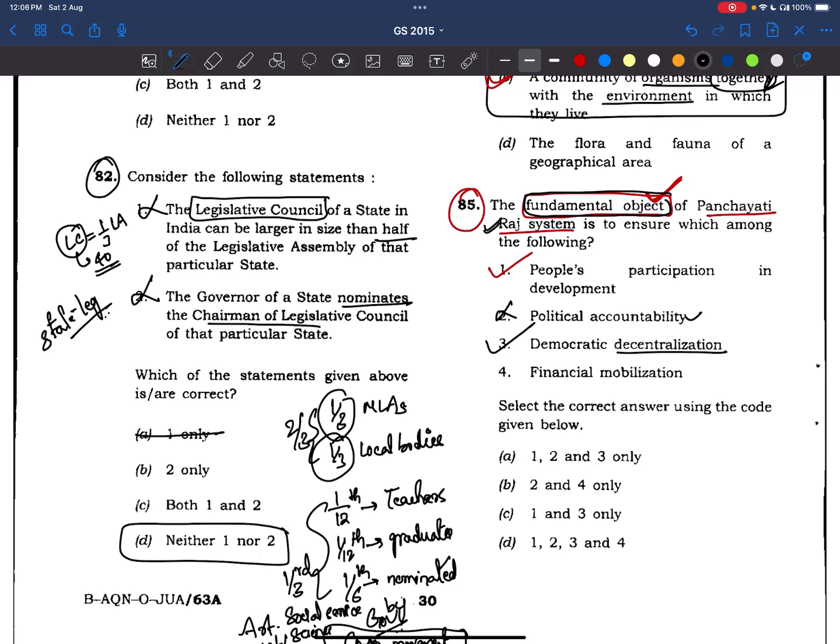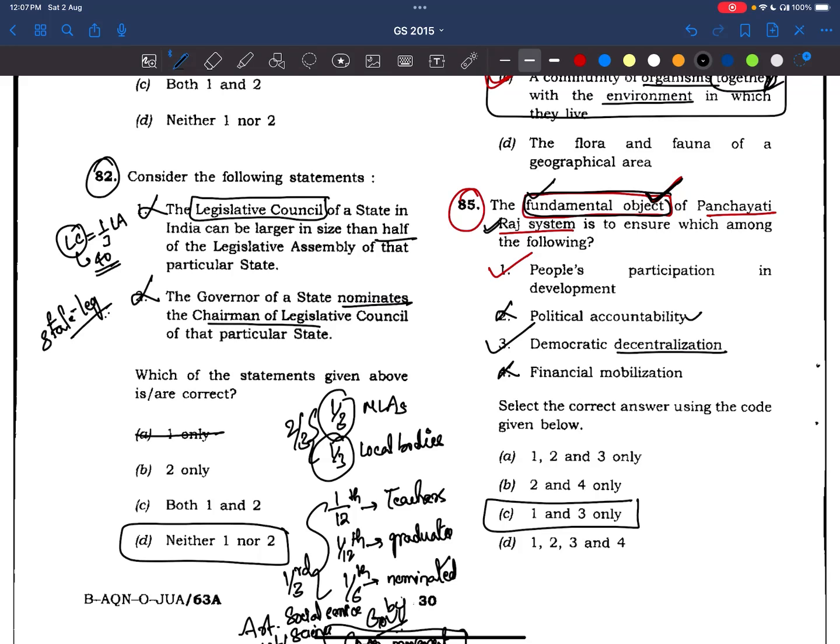Now see, financial mobilization. What is the need of creating the Panchayati Raj system? Only for financial mobilization? It was already done even before the Panchayati Raj system was established. So even this is not correct. Answer is 1 and 3. If this was not given, yes, the Panchayati Raj system ensures all these things. But since he has asked fundamental objective, the answer becomes different.